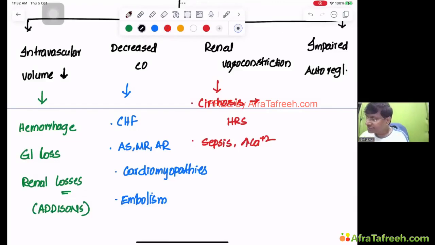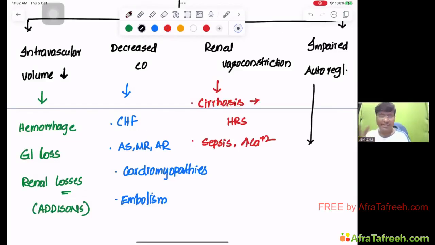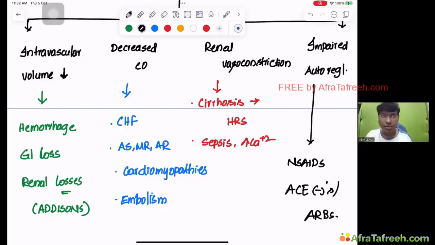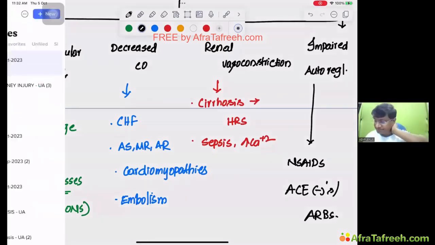And impaired autoregulation. Impaired autoregulation is caused by two important molecules or drugs. What are those two? NSAIDs, ACE inhibitors or angiotensin receptor blockers. Now I'll show you how these ACE inhibitors and NSAIDs cause pre-renal type of acute renal failure.